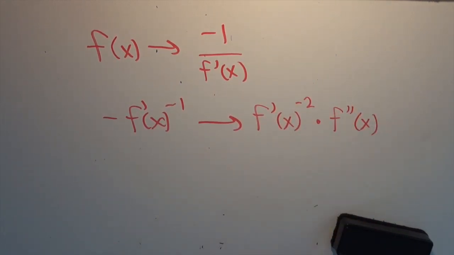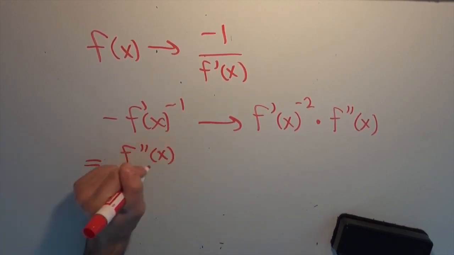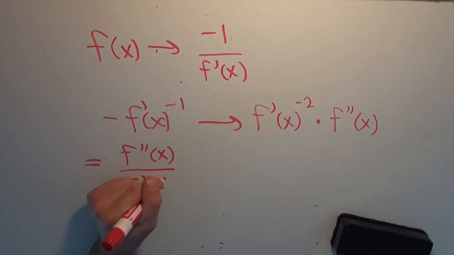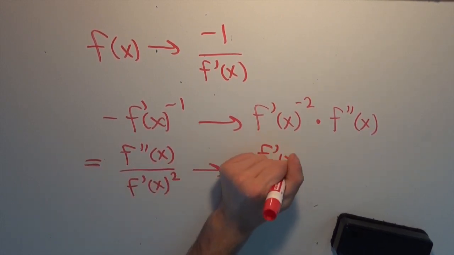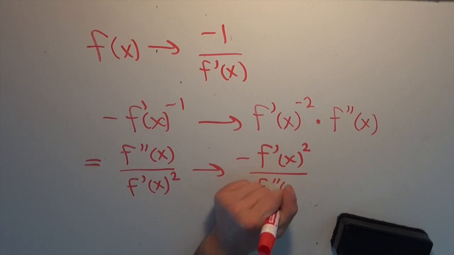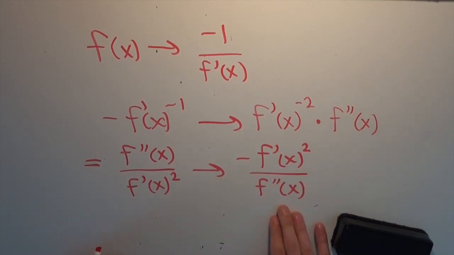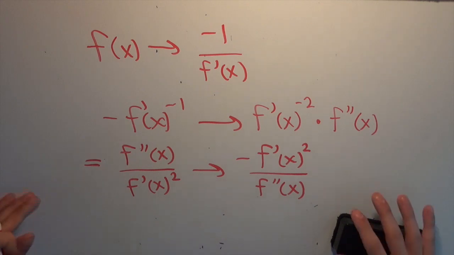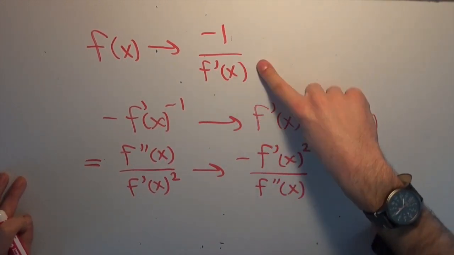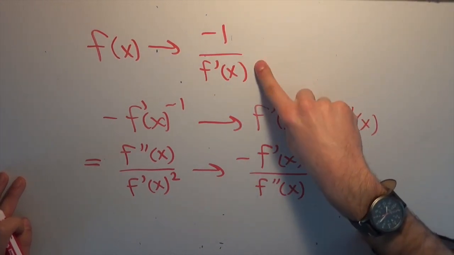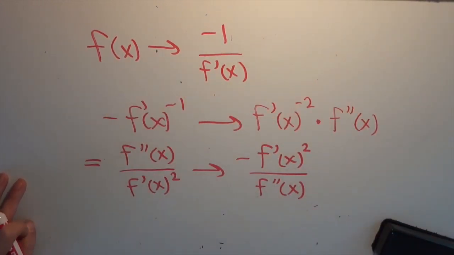But of course, f prime to the negative 2 is just the same thing as 1 over f prime squared. So we get f double prime of x divided by f prime of x squared. And that looks pretty nice, but remember, we now have to take the negative reciprocal of this thing. And so we end up with negative f prime of x squared over f double prime of x. So this is sort of like the second perpendicular thing, because if you integrate this, you're going to get the function that's perpendicular to this. And if you integrate this, you're going to get the function that's always perpendicular to this. And so it's like levels of functions.